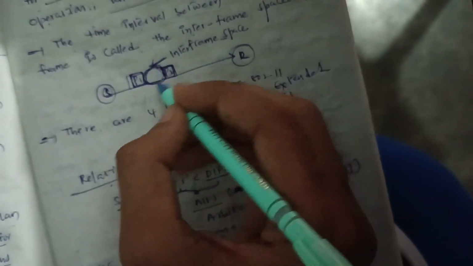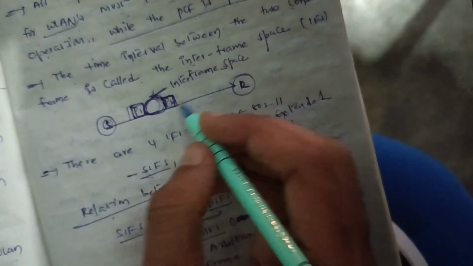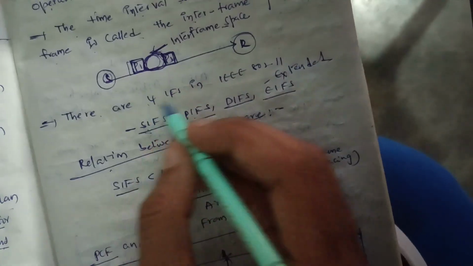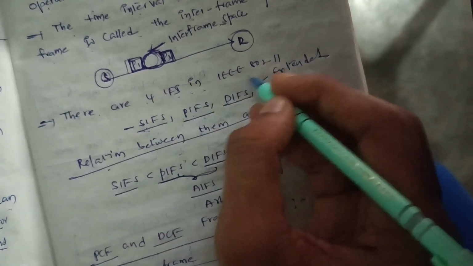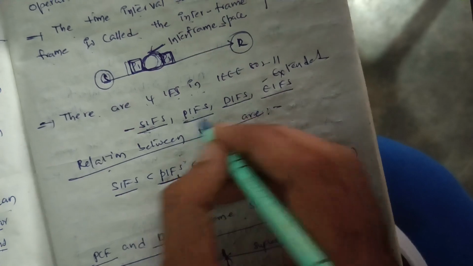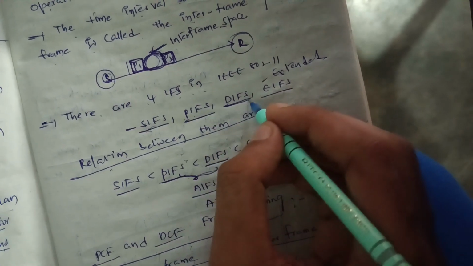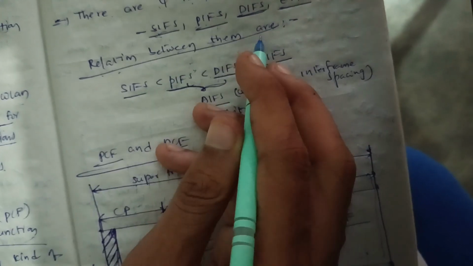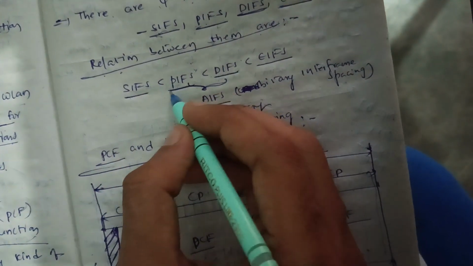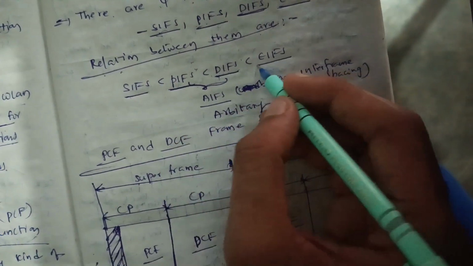The time interval between two successive packets is called interframe spacing. There are four types of interframe spacing, IFS: short interframe spacing, point interframe spacing, distributed interframe spacing, and extended interframe spacing. The relation between them is SIFS less than PIFS less than DIFS less than EIFS.